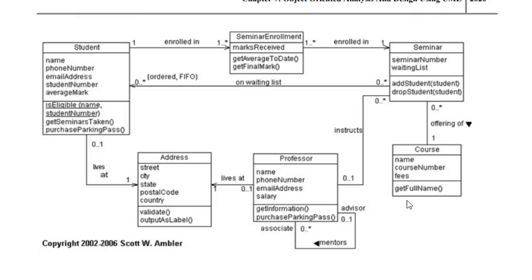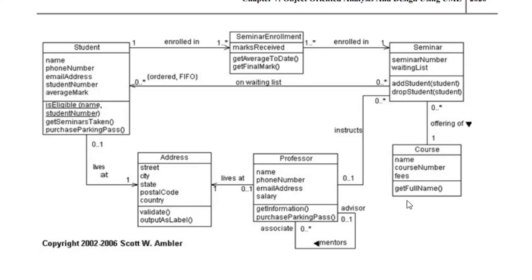Now, this is a typical example of a class diagram. Here we have various classes participating in a realization of the business. We have the classes student, seminar enrollment, seminar, course, professor, and address. So there are various classes participating in realizing the business, and each of the classes is elaborated with the help of attributes and the set of methods that are capable of working on the values of the attributes.